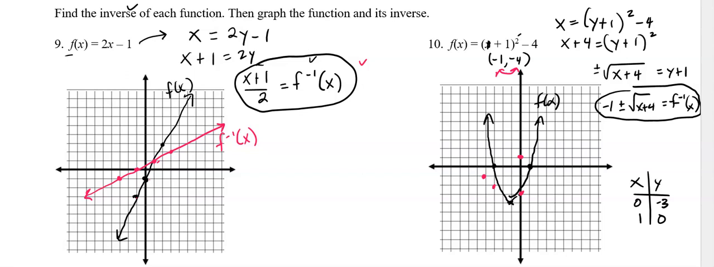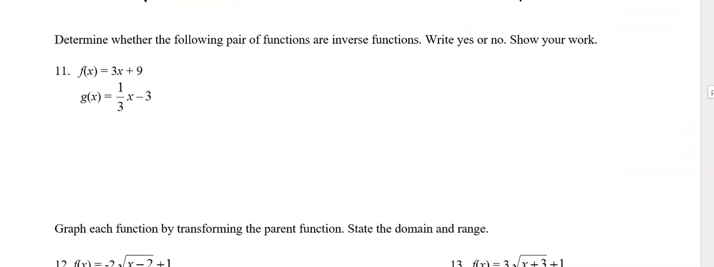And so you can kind of see this parabola is going to open to the right, and this represents the inverse. So pretty easy to find the graph of the inverse. Just take points off of the original and switch the coordinates within each set of ordered pairs.